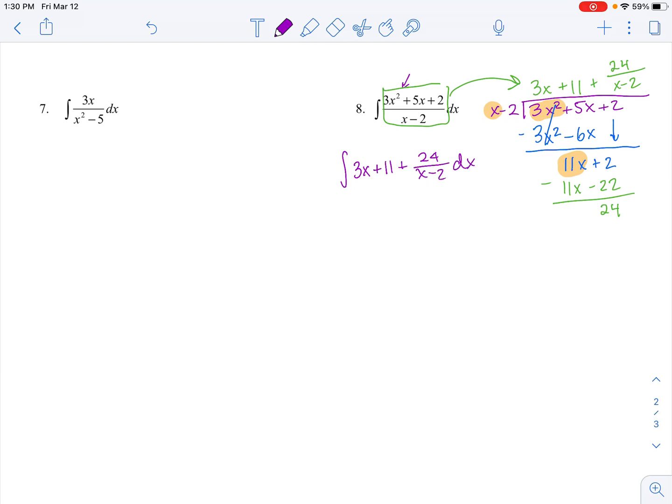Okay, so it's hideous and it's ugly, but that's the truth. That's what it is. So now I'm going to integrate one term at a time, right? The integral of 3x is power rule, 3x squared over 2. Integral of 11 is 11x.